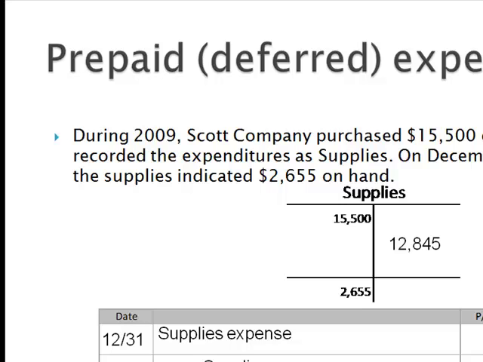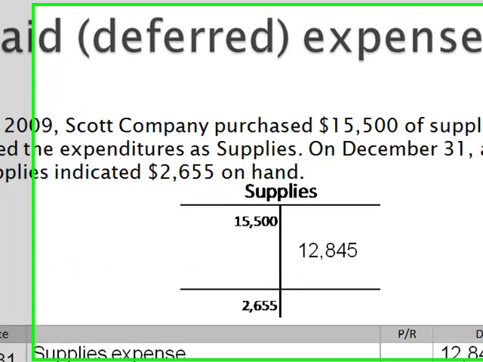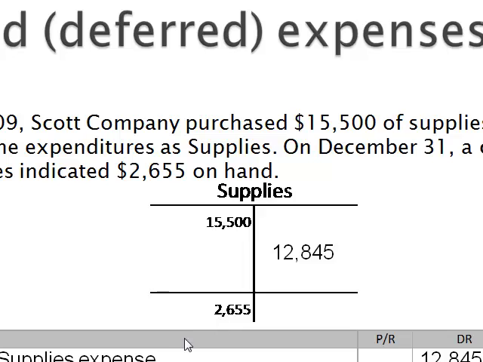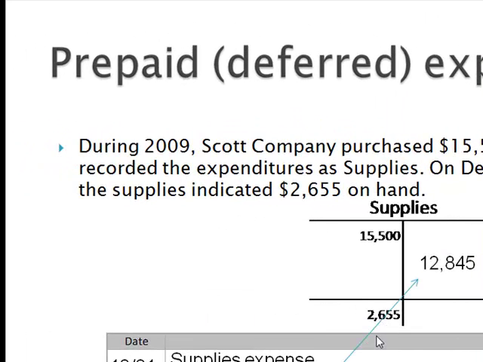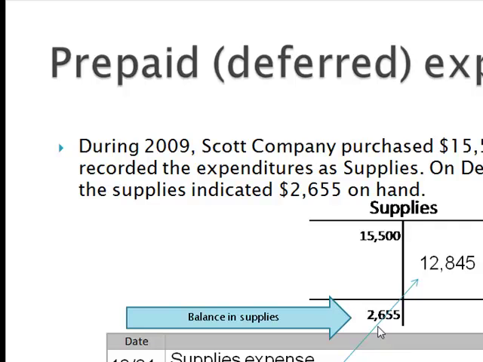Then we credit supplies, and again, students want to go to this balance amount. Don't. All we're doing is focusing on how much got used. $12,845. Okay, so $12,845 was used. We take it out of supplies. Once we post that entry, what's going to happen is this $2,655 is our balance in supplies.